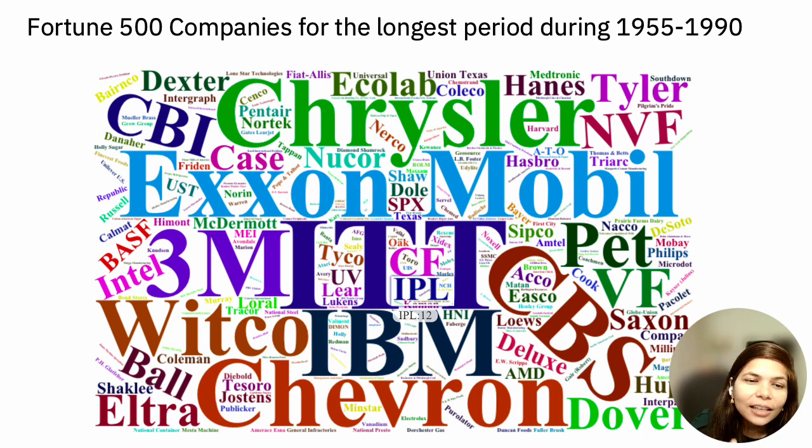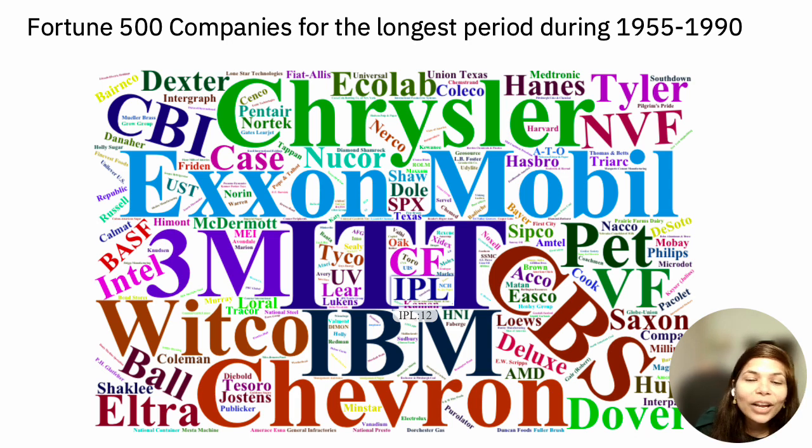And if you look at this, some of the companies which stand apart are Chrysler, ExxonMobil, 3M, ITT, IBM, Chevron, CVS. And if you find out, you will learn that most of these companies are manufacturing or oil industry companies, with the exception of IBM, which is a technology company. Not a lot of technology back then, right? And so, all these bigger companies, the richest companies, were in manufacturing and oil industry.